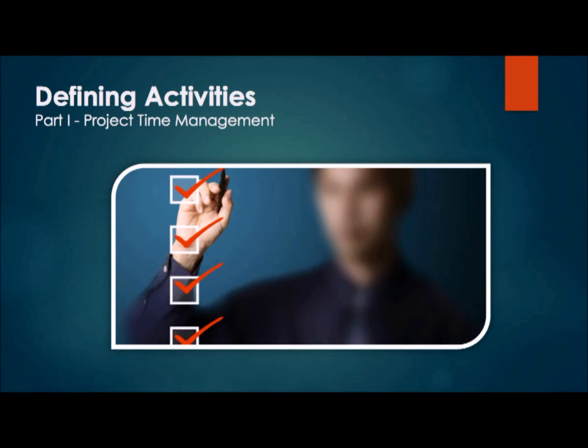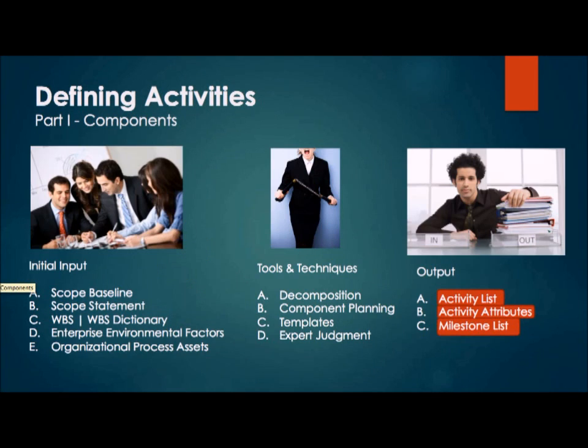Now we are going to be defining the activities. Part 1 is the components. The initial input is the scope baseline and statement, the WBS and the WBS dictionary, enterprise environmental factors, organizational process assets. The tools and techniques that are used are decomposition, component planning, templates, and expert judgment. And then the output is the activity list, activity attributes, and milestone.